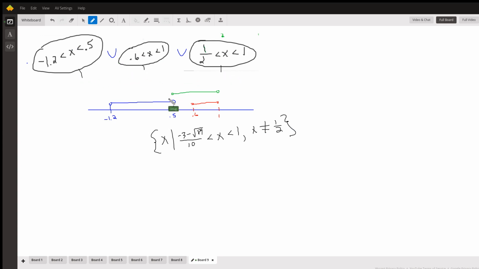And there are our three solution sets that we have to join together with union symbols. And if we put it on a number line, we can see that the only number that gets left out of this interval is the number 1/2. There's set builder notation for your solution set right there.